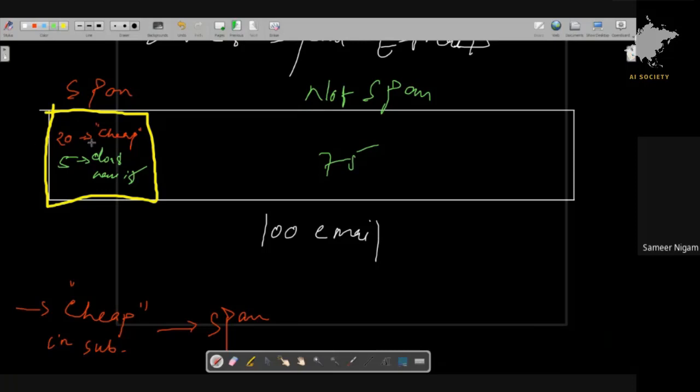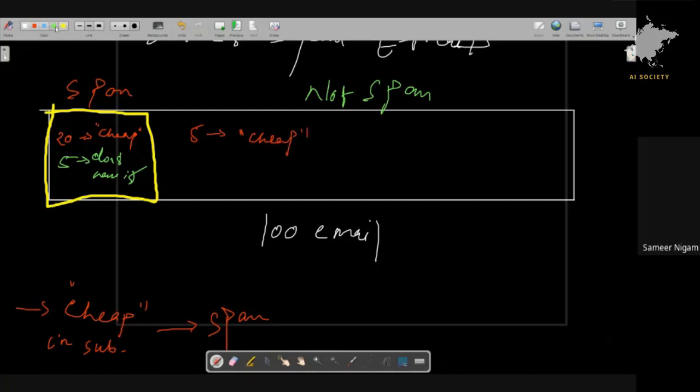So 20 of them are containing the word cheap. In my spam section, remember, out of 25 spam emails, 20 are containing the word cheap, 5 are not containing the word cheap. In the same way, in my 75 non-spam emails, 5 of them are containing the word cheap.